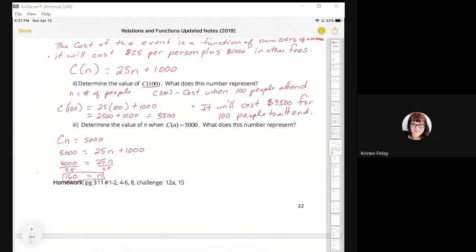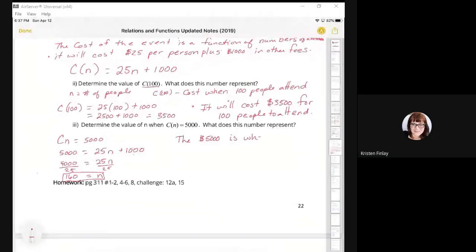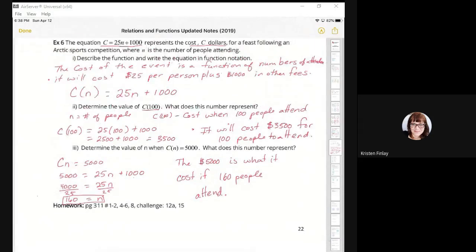Okay, so what that tells us is the 5,000 is what it costs if 160 people attend. Okay, so it's important with these functions. Sometimes they reflect real world things, that they are telling us something. You know, sometimes they're just numbers on a graph, x and y values, and we're being more theoretical. But sometimes, like this example, they are referring to a specific situation.